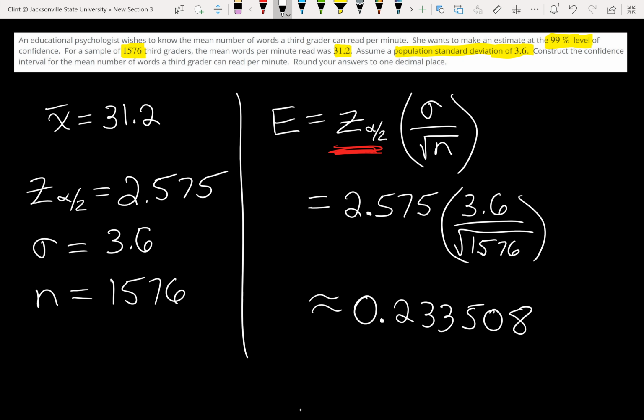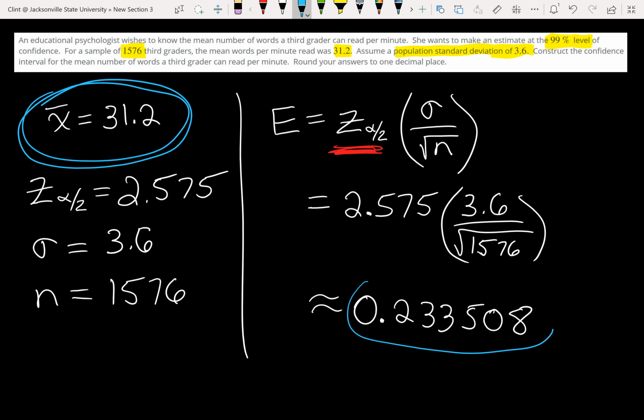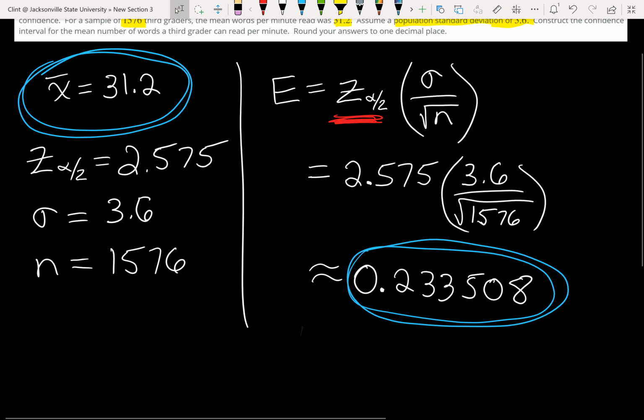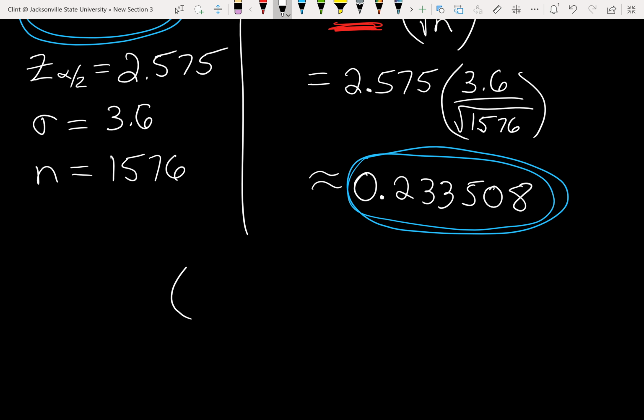Okay, so now we're almost finished. We've got the 2 things we need to make our interval estimate, our confidence interval. We have our point estimate, our starting place, and we have our margin of error that tells us how far above and below that number we should go. So the only other thing we need to do is add and subtract. To make the confidence interval, it's going to end up looking like this. It's going to be x bar minus e, and x bar plus e.